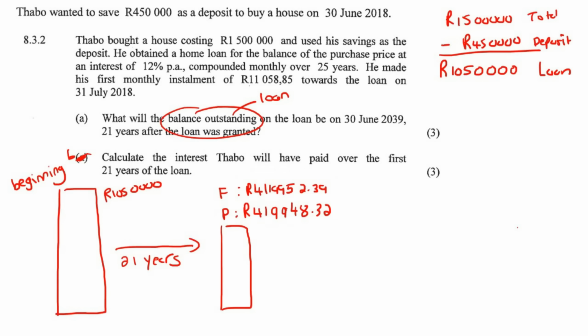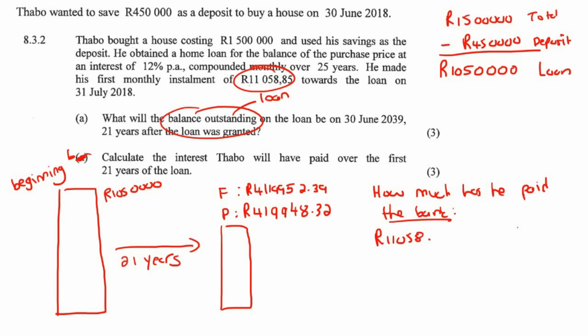Now, let's see how much money Tabo has actually paid back to the bank. So how much has he paid the bank? We know that he paid this amount of money every single month. So we times by 12 to see how much he pays per year, and he did that for 21 years. So let's see how much money this guy has paid the bank.